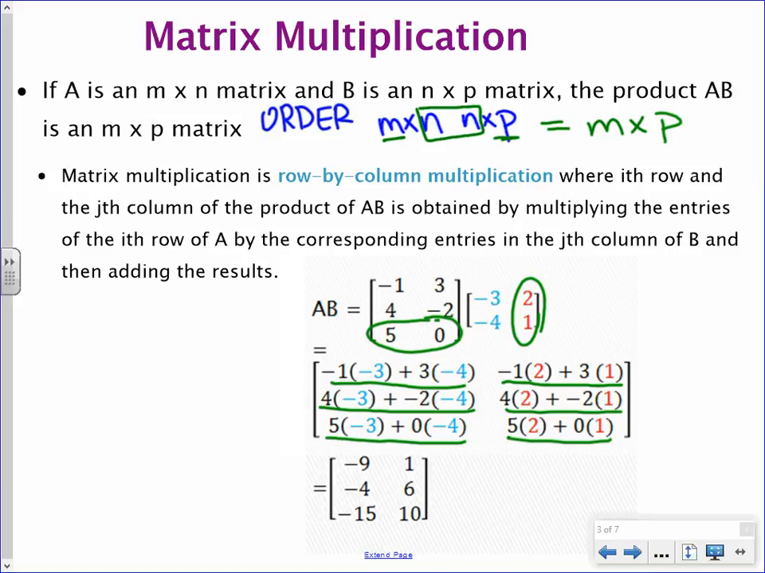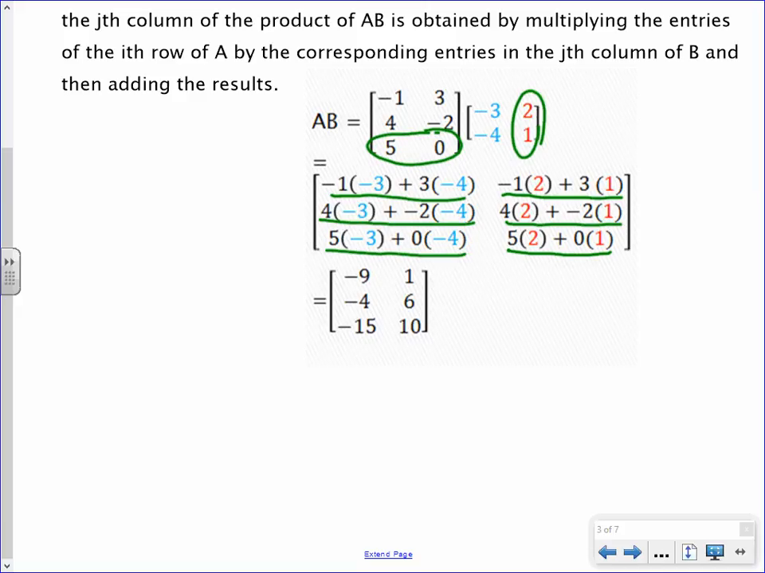So then we can actually multiply those products, add them together. So you see -3 times -1 plus 3 times -4 is -9. -1 times 2 plus 3 times 1 is 1. Exactly.